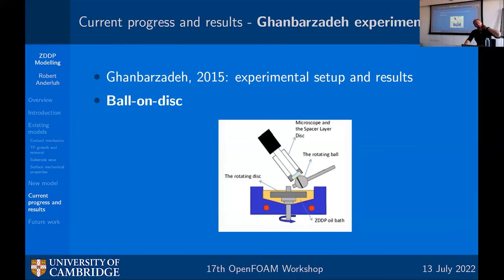So to give some current progress and results, this is work in progress. To validate, I use experimental results by Gholamzadeh 2015. It is a ball and disk experiment where they measure tribofilm thickness on top of the rotating ball. So this is a microscope measuring the thickness. They repeated the experiments several times, let's say three times. The first one lasted for 30 minutes, and then they removed the contact, put the ball out of contact, and measured the wear on the disc. They did the same after 45 minutes, and then after two hours, with three different experiments. That's how we get the progression of the wear on the disc, but at the same time, we can continuously measure the growth of the tribofilm on the ball.